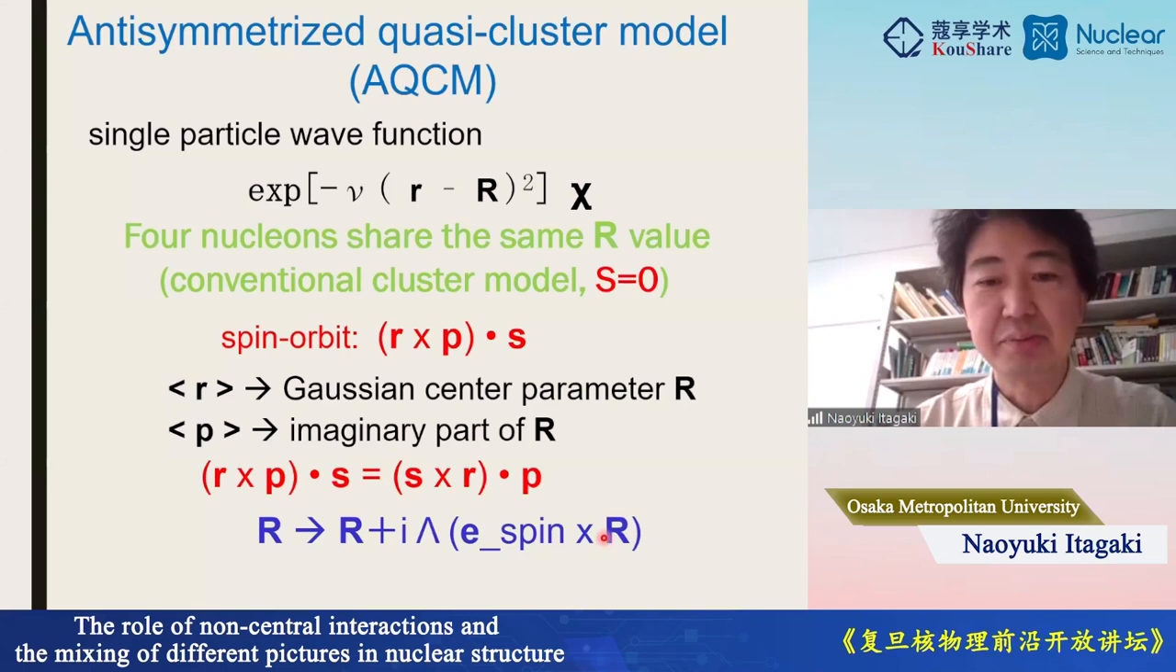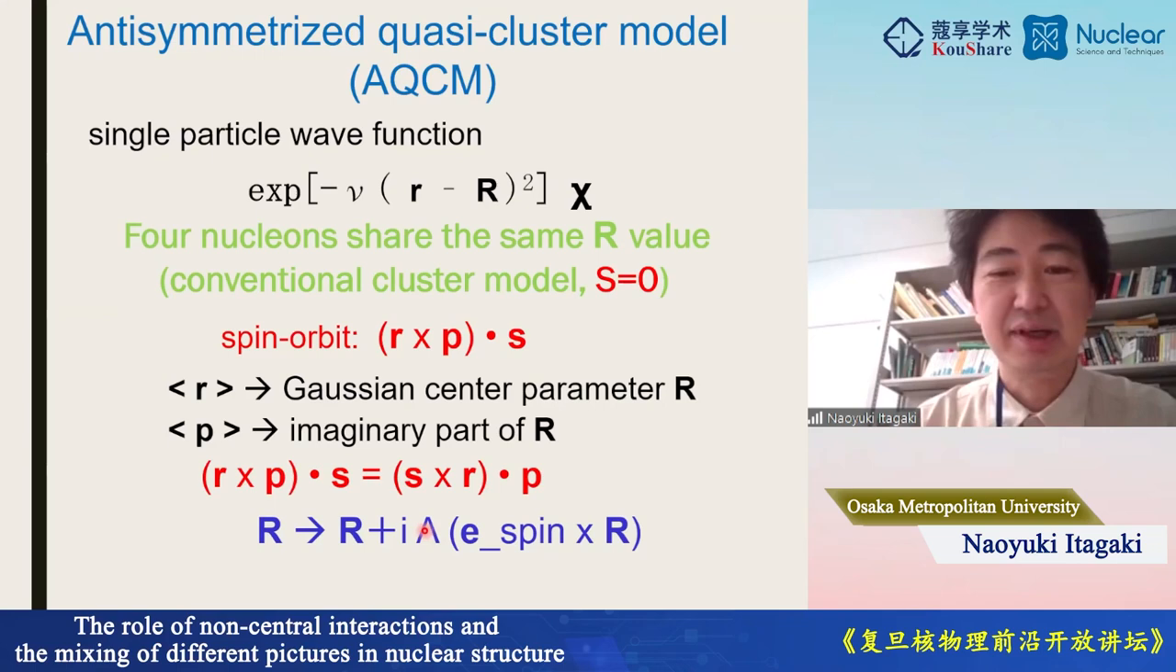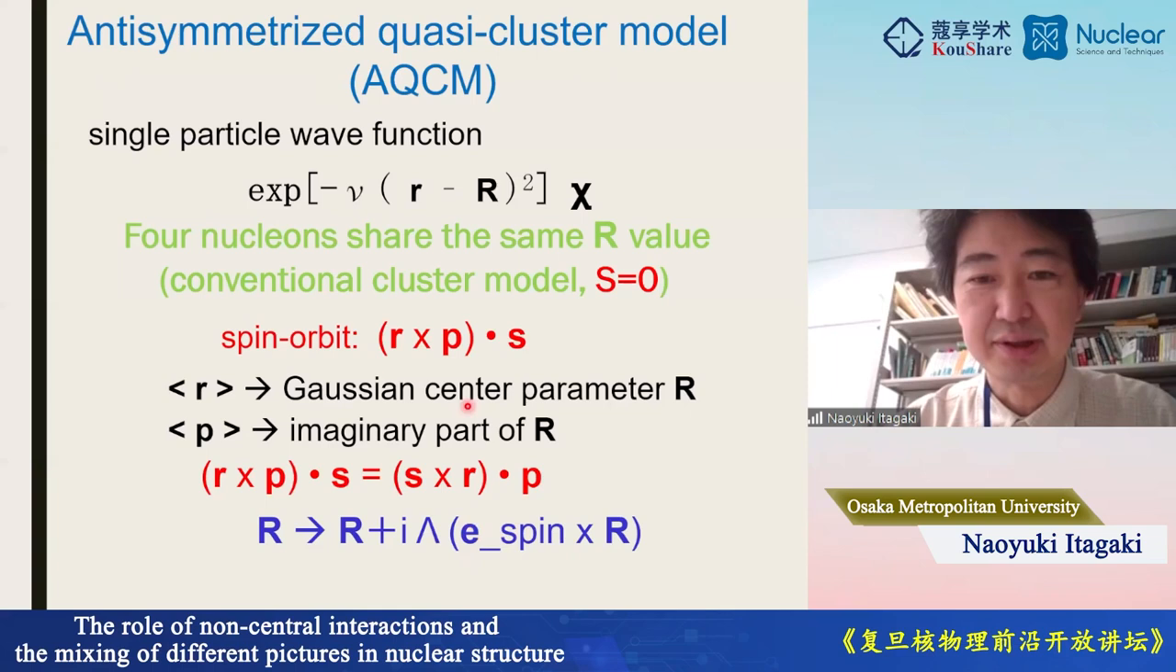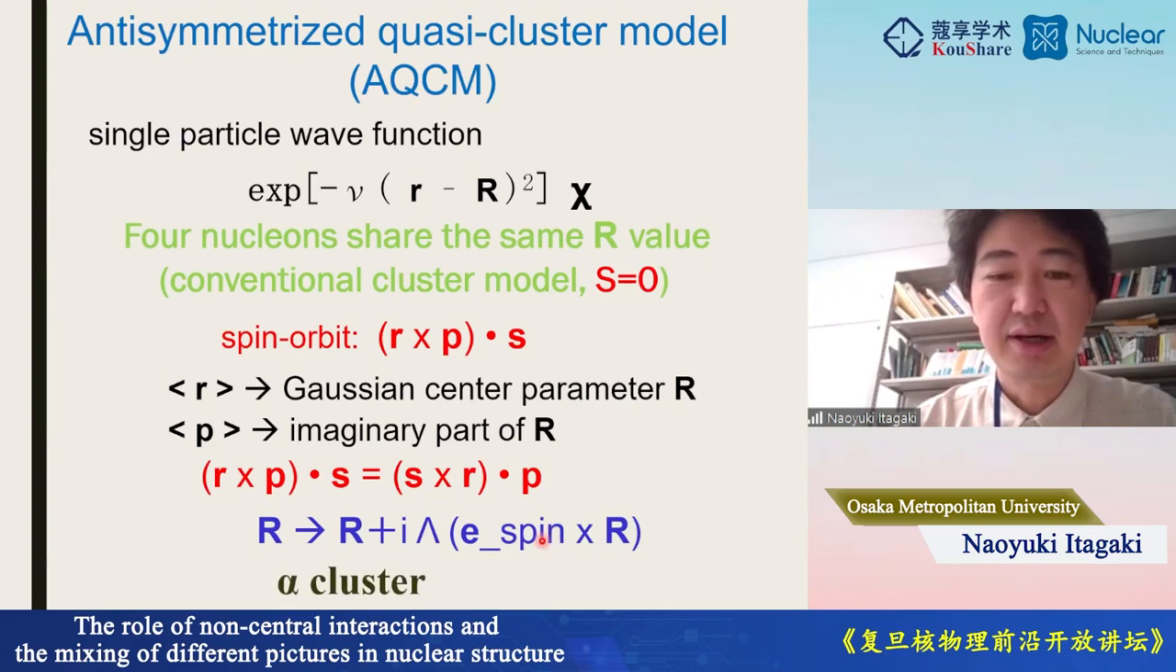And if we set lambda equal to zero, then we get the Brink's model, the traditional Brink's model. But if we have finite lambda, then the imaginary part is dependent on the spin orientation. So spin up and spin down nucleons are boosted in opposite directions, because the imaginary part is a boost momentum. The imaginary part of R is just a momentum, so it's dependent on their spin orientation. So the alpha cluster is now changed into quasi clusters. That is our terminology. What is a quasi cluster?